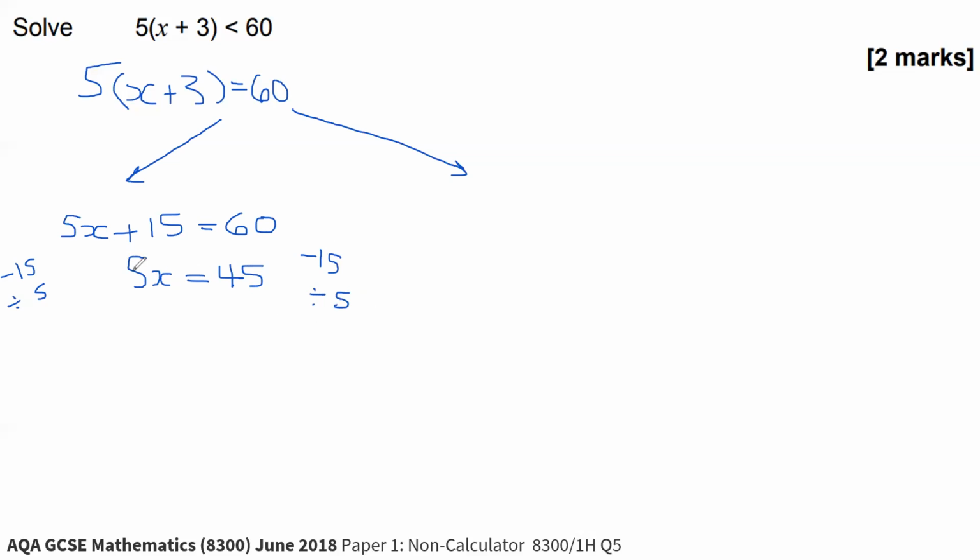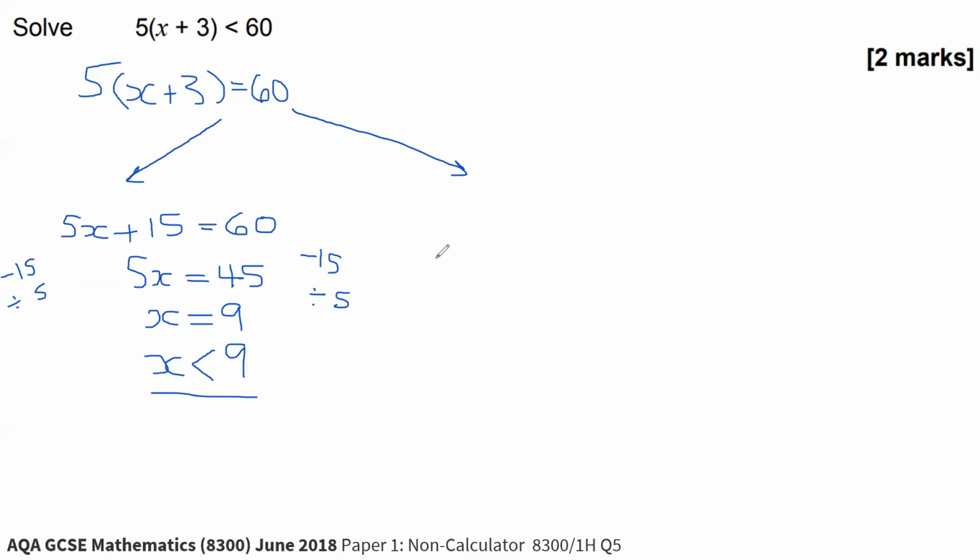Then the next step, we will divide both sides by 5. Remember, 5x is shorthand for 5 times x, so in order to leave x on its own, we need to divide both sides by 5. That will give us x = 9. Then we put back in the inequality sign that we started with, so we get the answer x is less than 9. And that will be your final answer. That is a perfectly good method for doing this question.